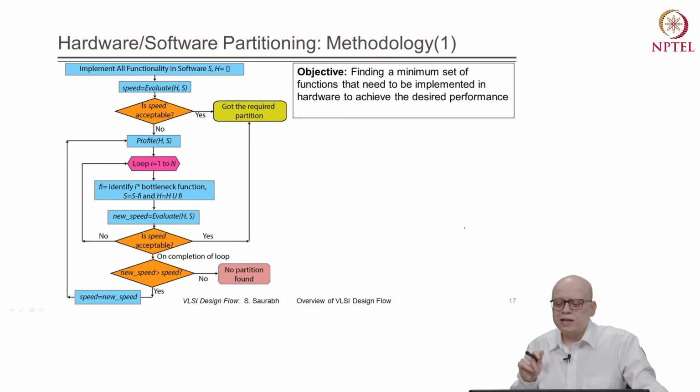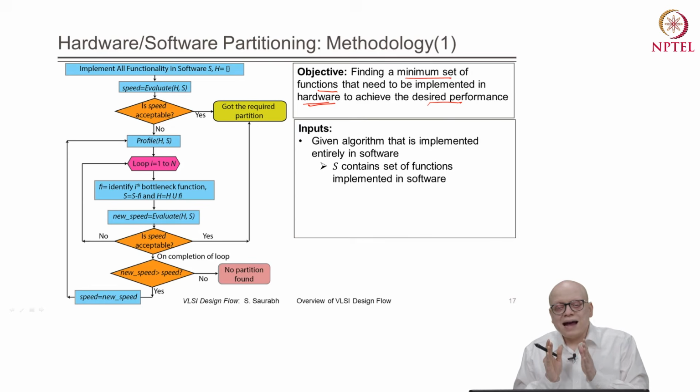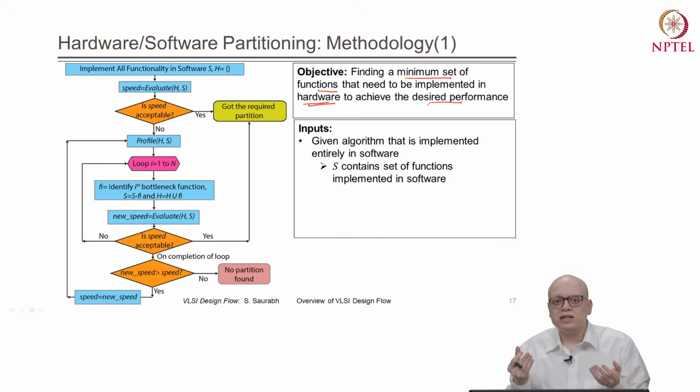So, let us assume that the objective of hardware software partitioning is to find a minimum set of functions that need to be implemented in hardware to achieve the desired performance, right. Initially, an algorithm is given to us and that algorithm is implemented entirely in software, right. Now, we want to move a subset of those functions to hardware, right. And what that subset should be, we need to find out.